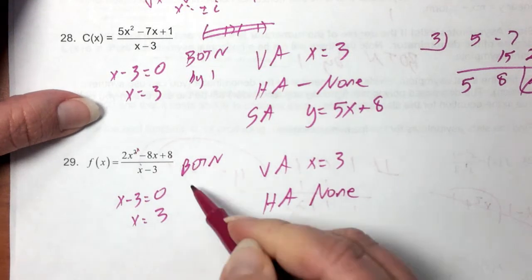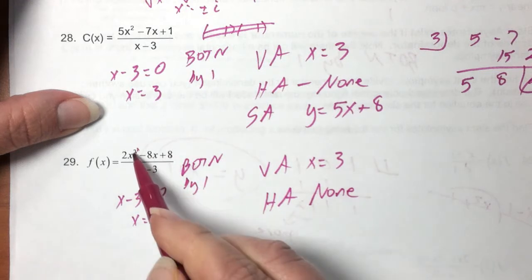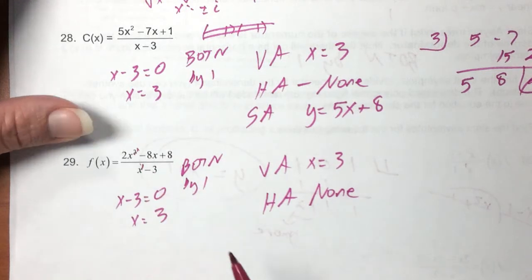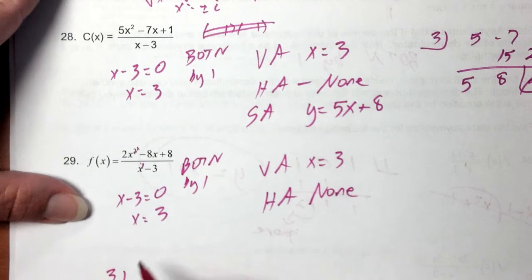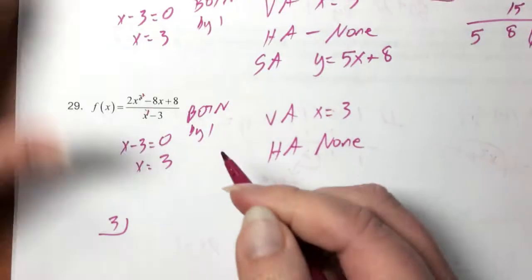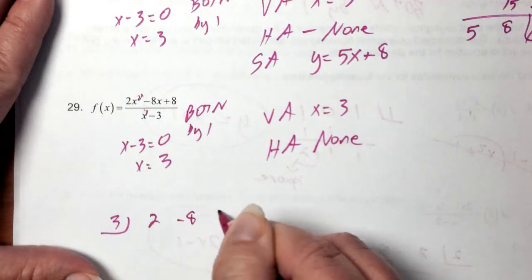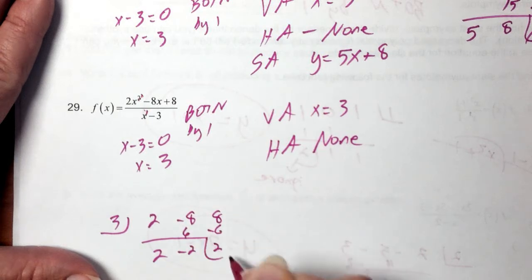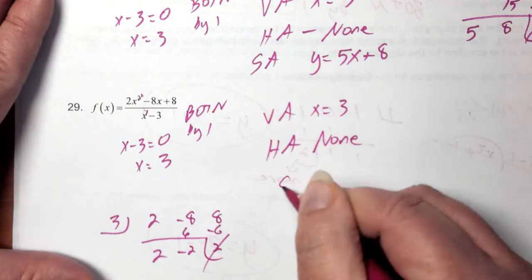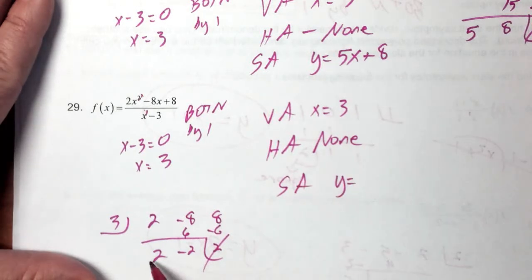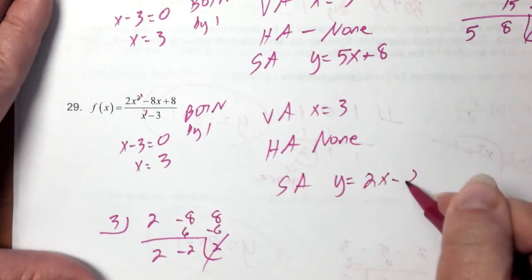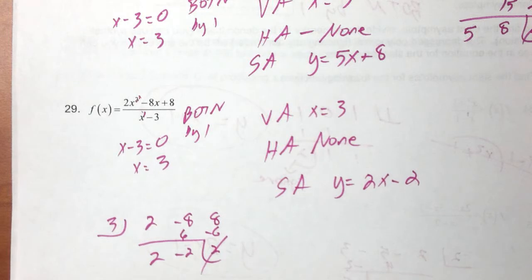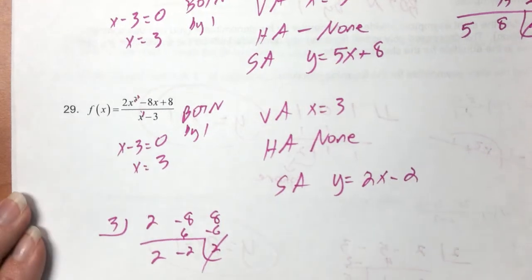Since it's big on top by 1, this exponent's a 2 and this exponent's a 1, there will be a slant. So I'm going to do my synthetic division. Remainder is 2, don't care about that. But y equals 2x minus 2 will be our slant asymptote. Again, you could graph all of these in your calculator just to verify that it's all correct.